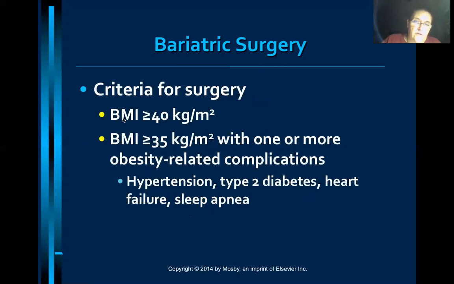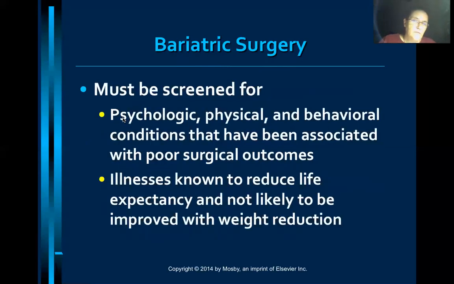Criteria for surgery is a BMI of greater than 40, or a BMI greater than 35 with one or more obesity-related complications such as hypertension, type 2 diabetes, heart failure, or sleep apnea. You have to be screened for psychological, physical, and behavioral conditions that have been associated with poor surgical outcomes, and illnesses known to reduce life expectancy and not likely to be improved with weight reduction.